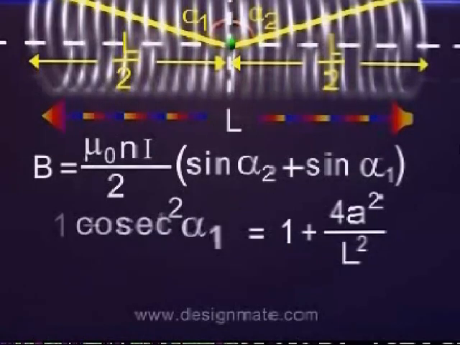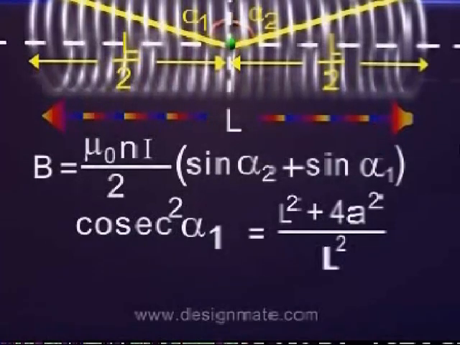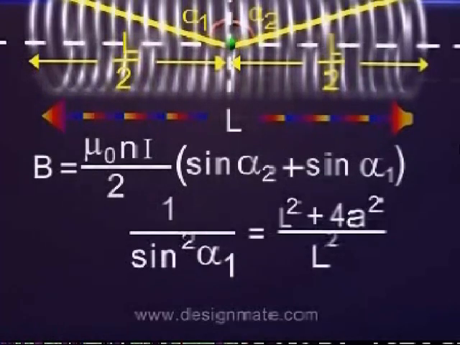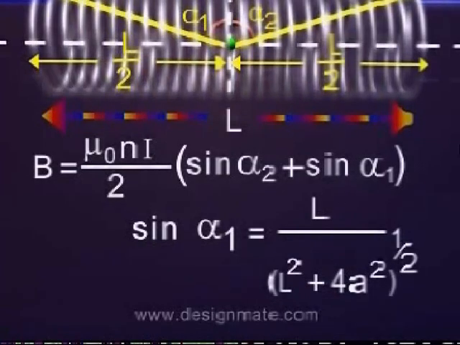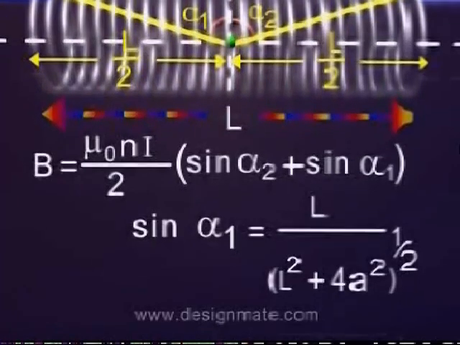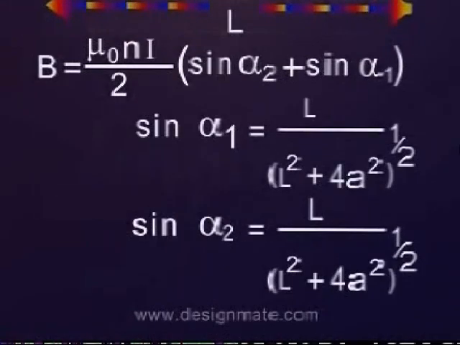Therefore, cosec square alpha 1 is equal to (L square plus 4a square) upon L square. Therefore, sin alpha 1 is equal to L upon (L square plus 4a square) raised to half. Similarly, sin alpha 2 is equal to L upon (L square plus 4a square) raised to half.